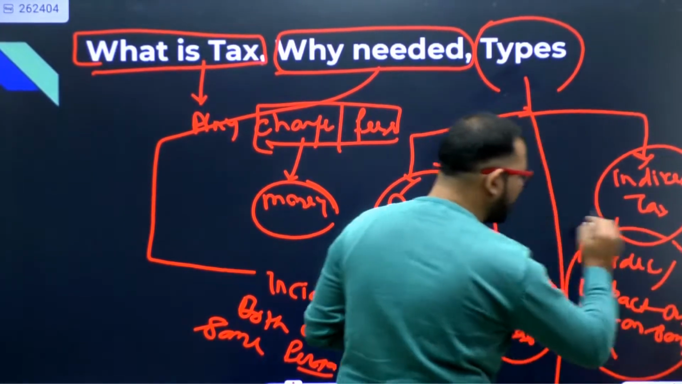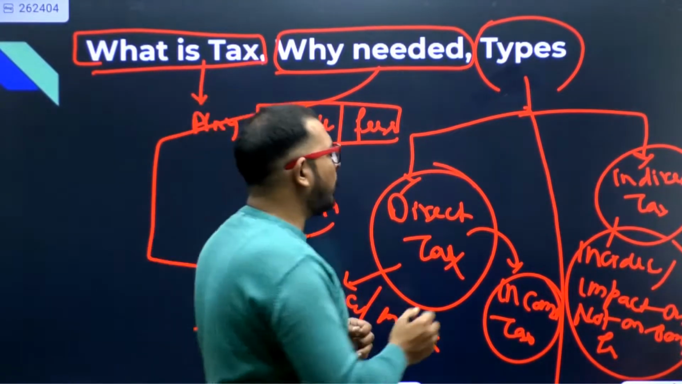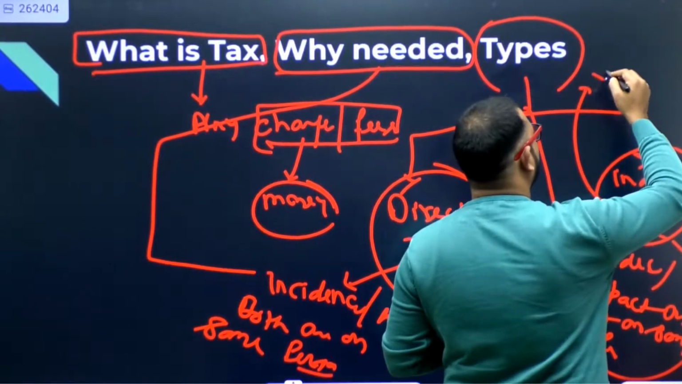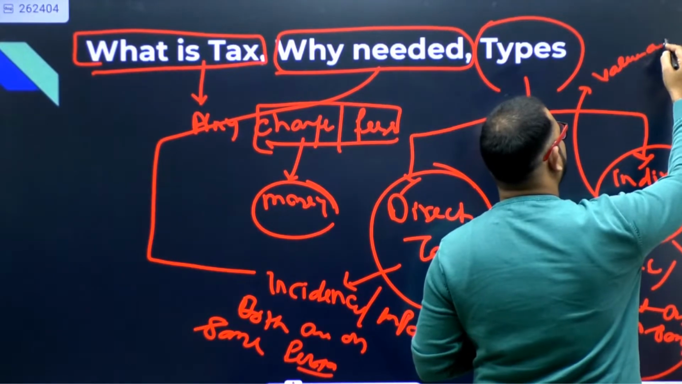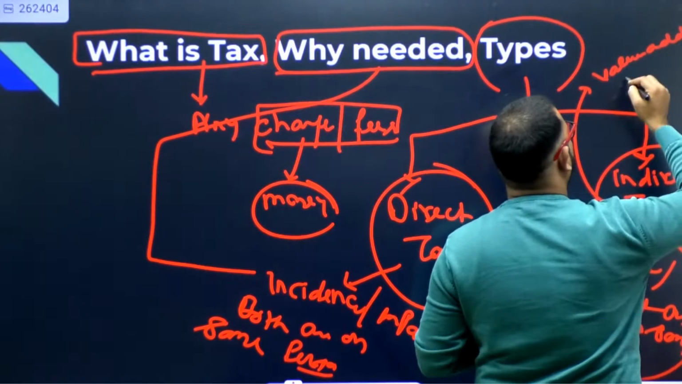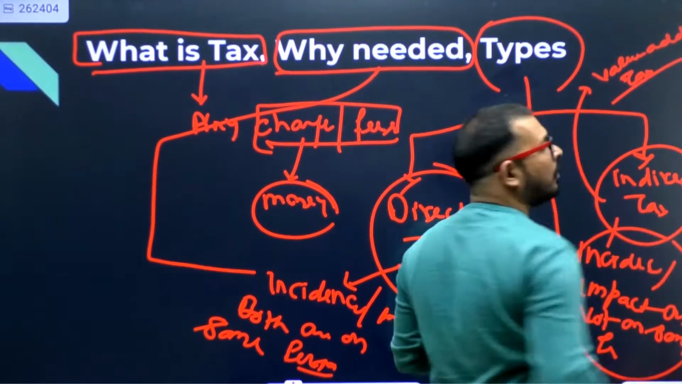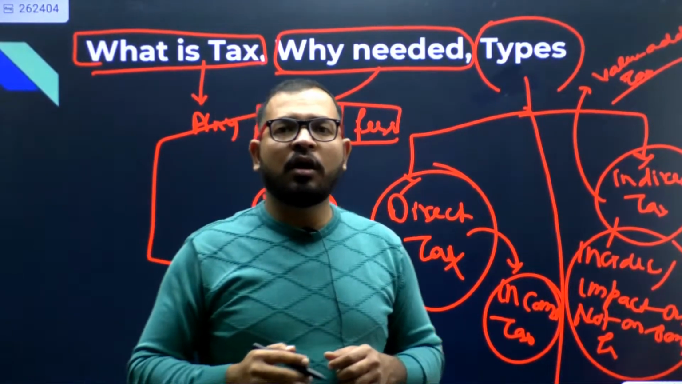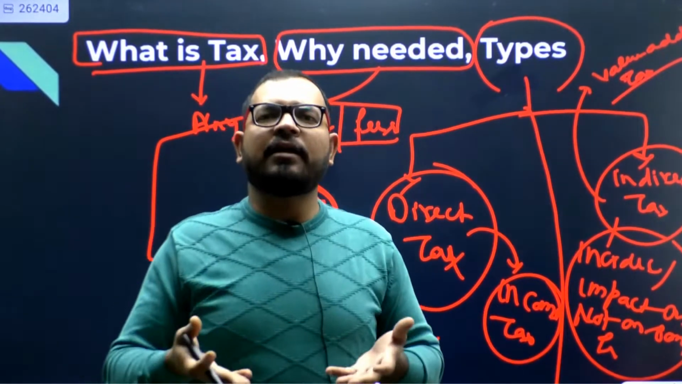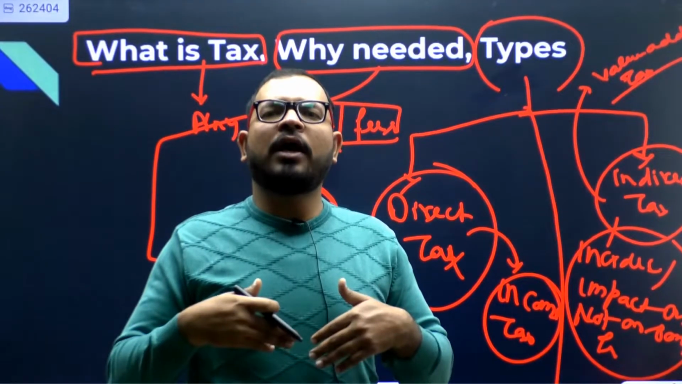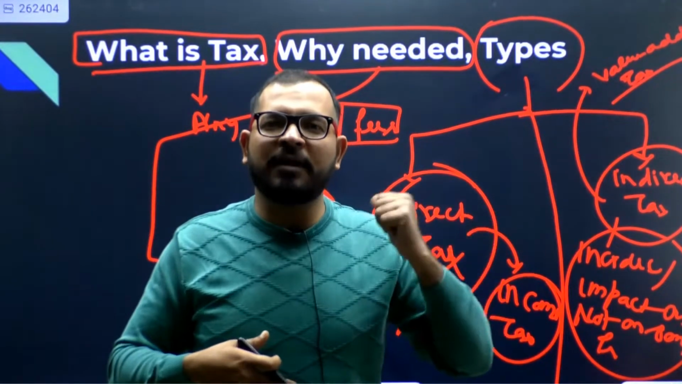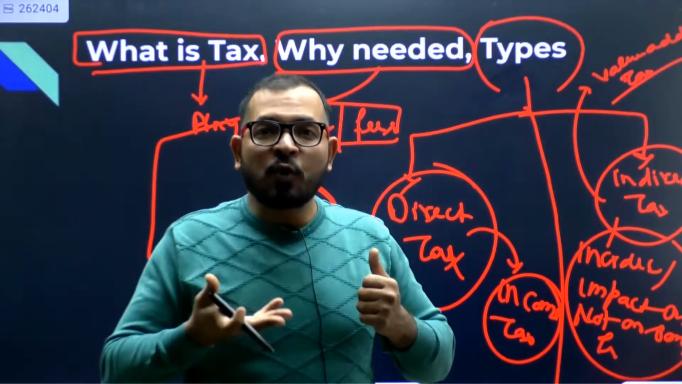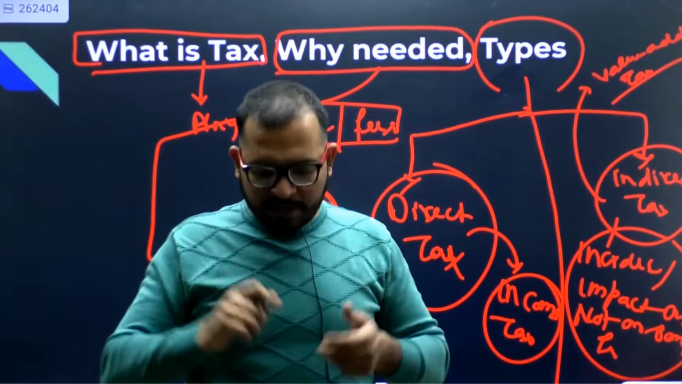So what is this incidence? Let's say value added tax. Who has paid? A trader has paid. Who got impacted? You are impacted.